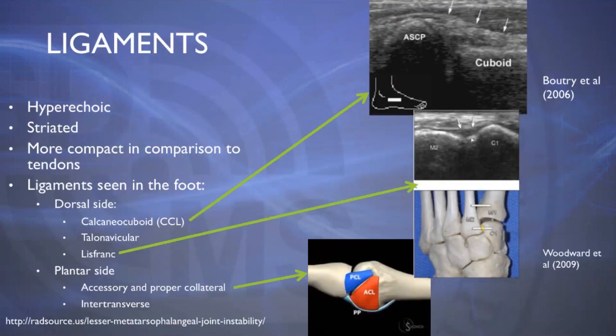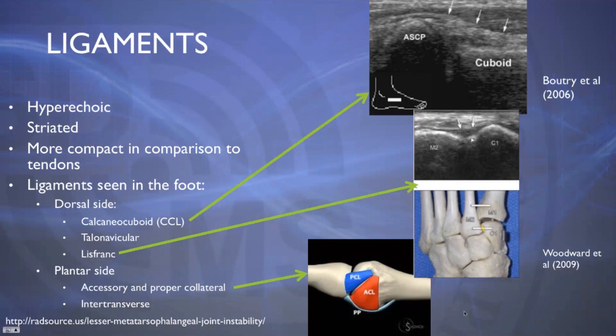Ligaments are hyperechoic and they're striated, and when you compare them to tendons, they are more compact. The ligaments that we may see in the foot on the dorsal side include the calcaneocuboid, which is between the calcaneus and the cuboid bones, which we can see up in this top image here. We can see the talonavicular. We can also see the Lisfranc ligaments, which is what's demonstrated here and in this more anatomical diagram here.